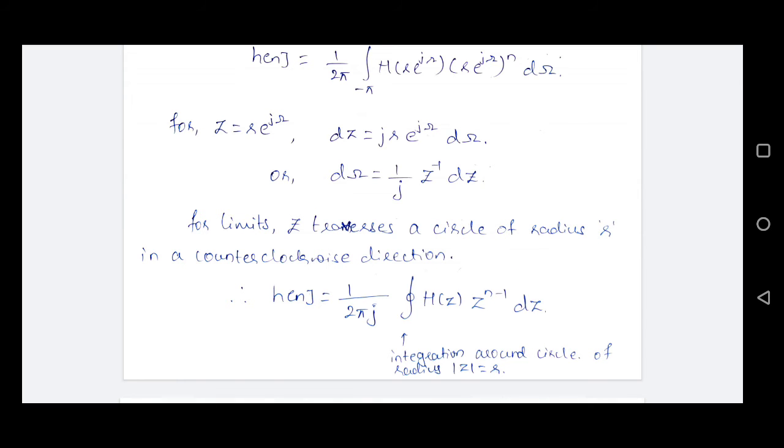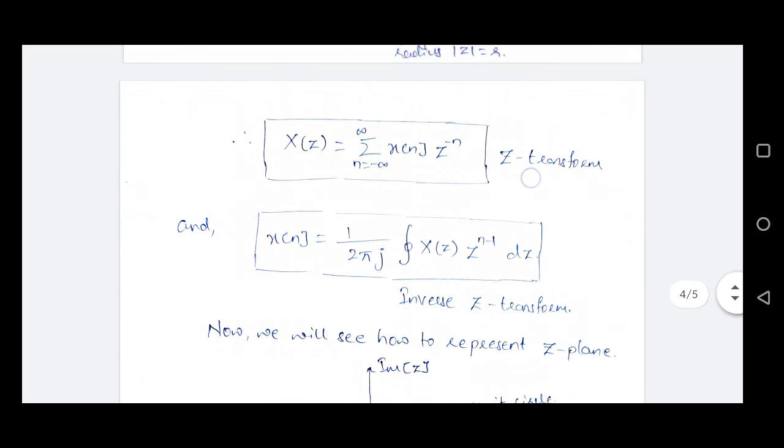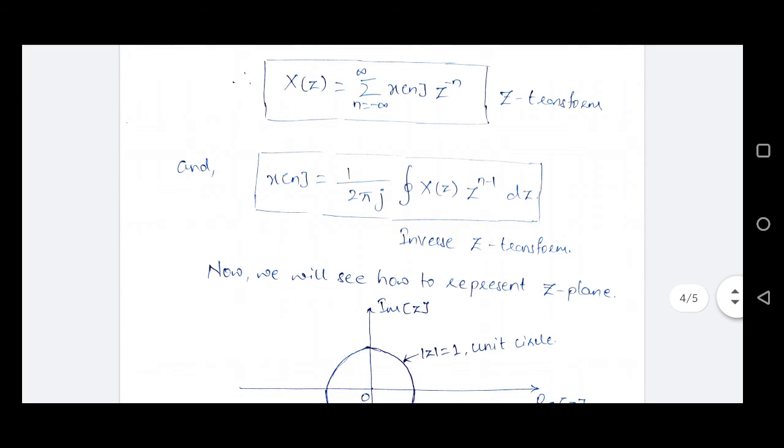So in general, the Z transform pair is defined as follows. For any arbitrary discrete time signal x of n, the forward Z transform is defined as X of z equals summation n from minus infinity to plus infinity x of n z to the power minus n. This will be the forward transform. This transforms the time domain signal into a frequency domain signal.